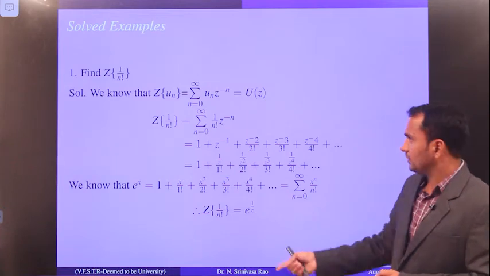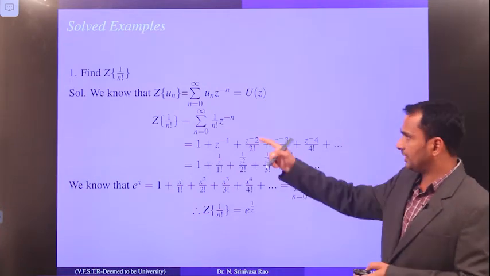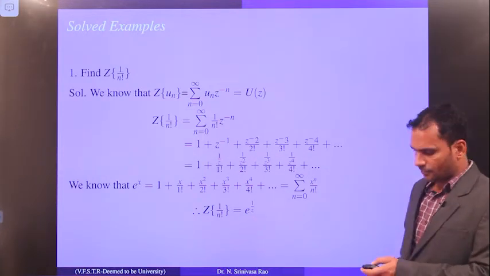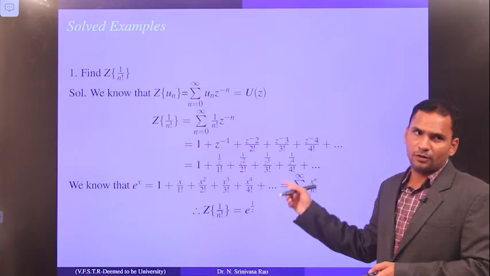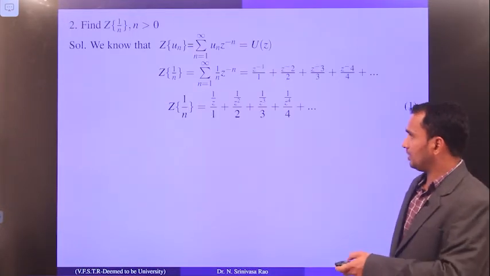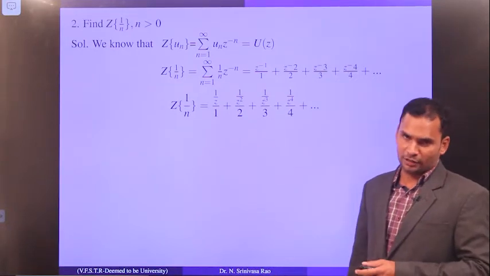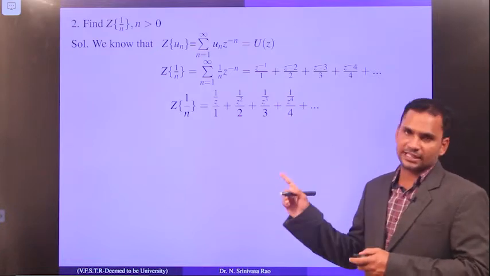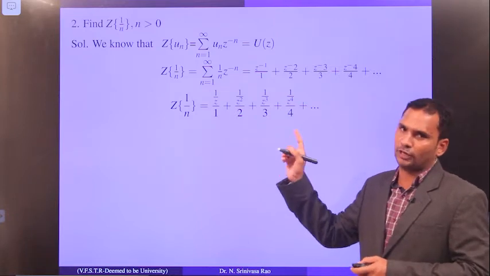So the final answer for z of 1 by n factorial is e power 1 by z. So this way you have to find the z transform of a given sequence. Now we are going to discuss the next example, which is z of 1 by n. Before, the example was z of 1 by n factorial, and now it is z of 1 by n.